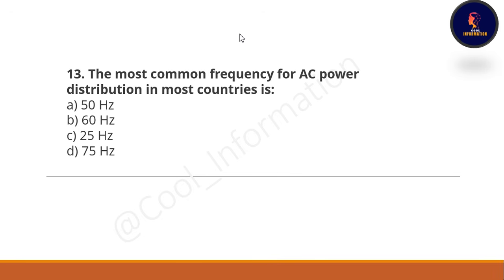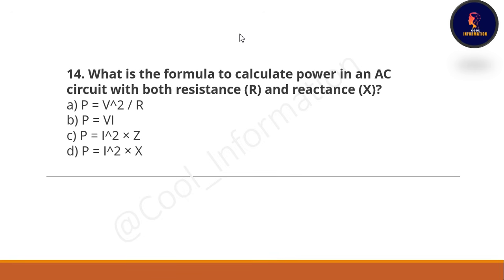Next question. The most common frequency for AC power distribution in most countries is 50 Hz, 60 Hz, 25 Hz or 75 Hz. The correct option is 50 Hz.